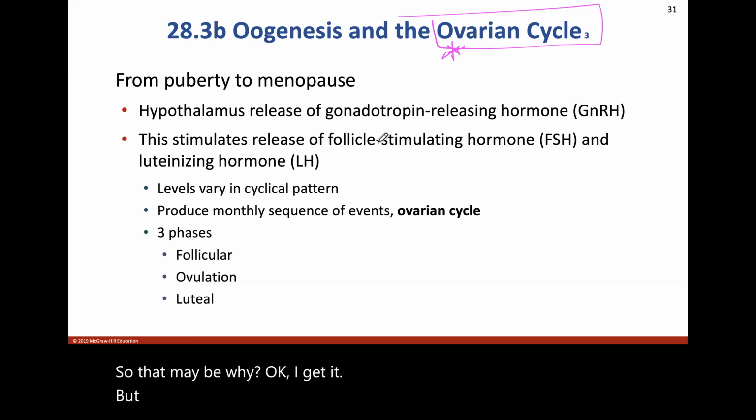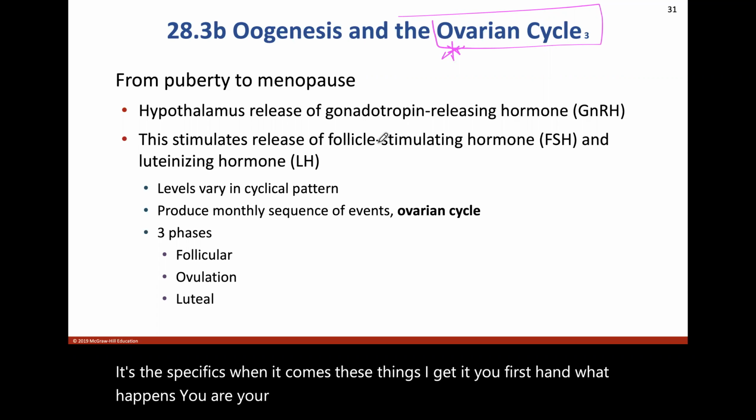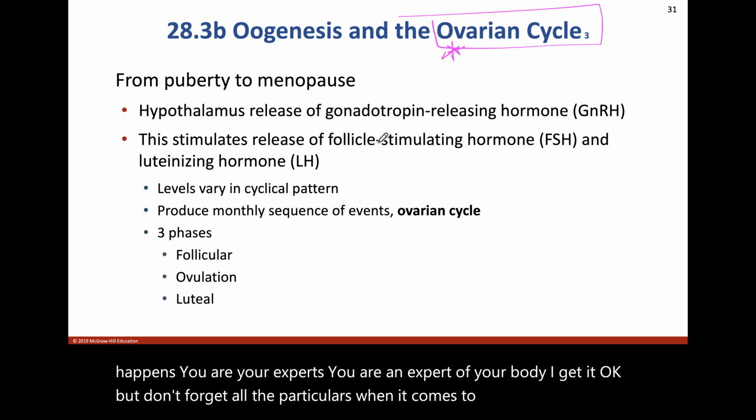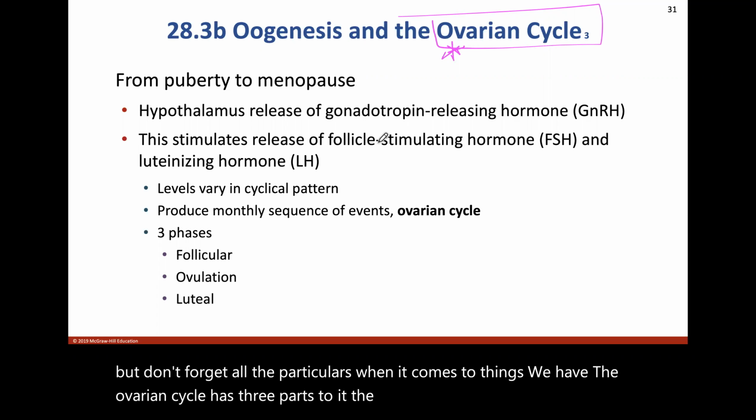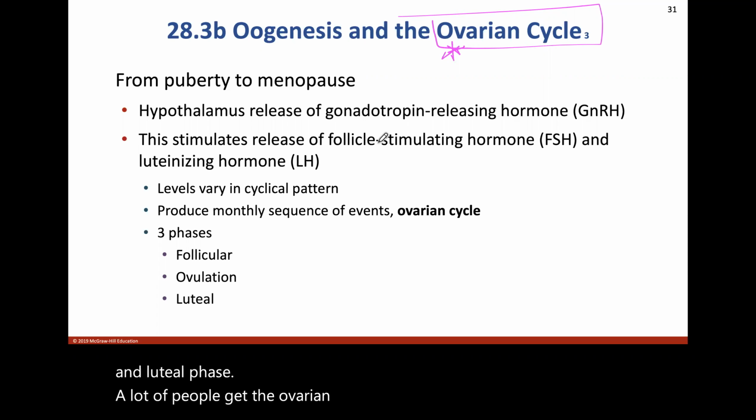But it's the specifics when it comes to these things. I get it. You guys know firsthand what happens. You are an expert of your body. But don't forget all the particulars when it comes to these things. The ovarian cycle has 3 parts to it: the follicular phase, a phase of ovulation, and the luteal phase. A lot of people get the ovarian cycle and the menstrual cycle backwards.